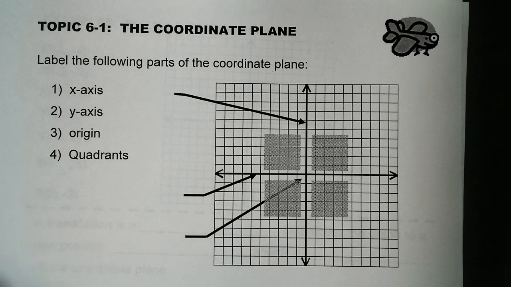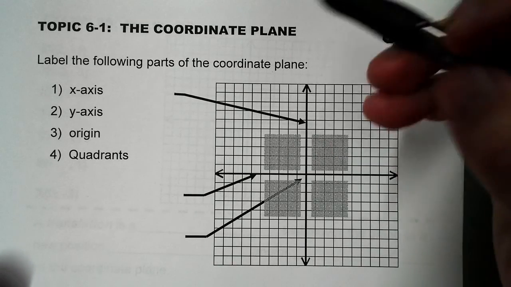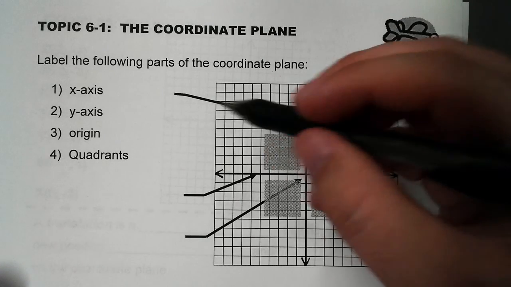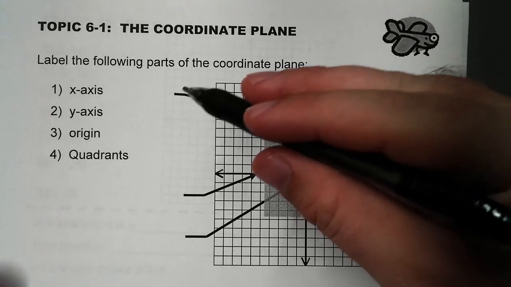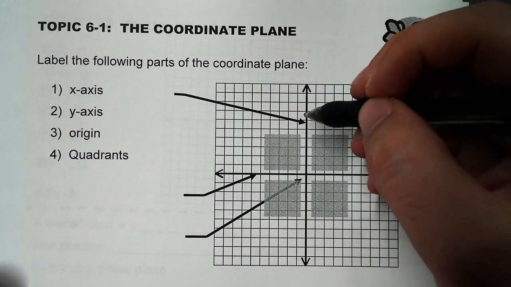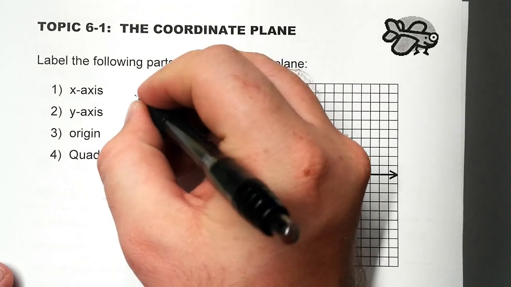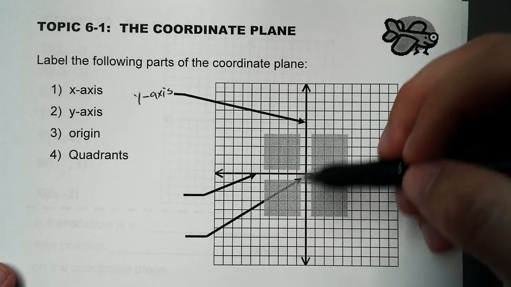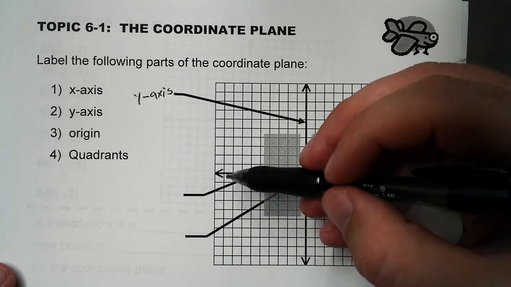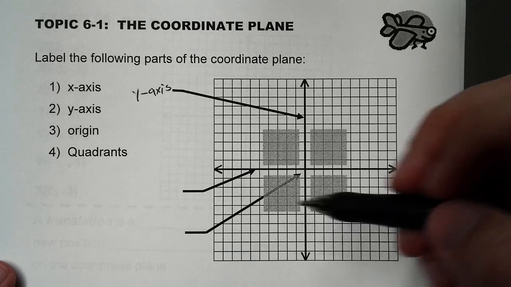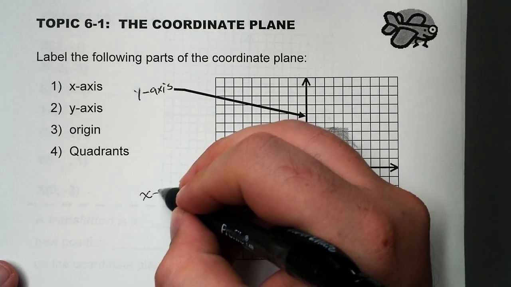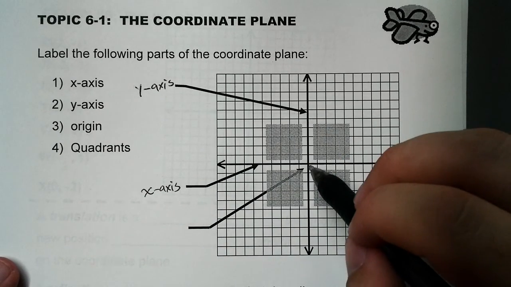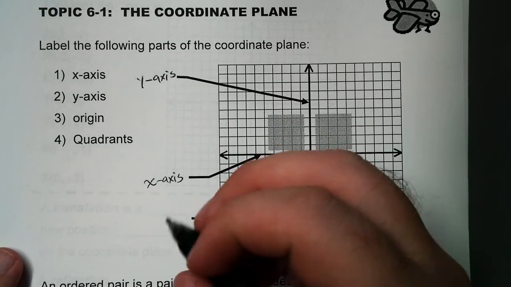Now, the first thing we're going to do is talk about what is in a coordinate plane. Now, let's follow these arrows and fill them in. The arrow that goes right here points at the y-axis. Remember, the y-axis is always going to go up and down, and it's going to cross this other line that goes left and right, which is called the x-axis. And the point where they cross, right here in the middle, is called the origin.